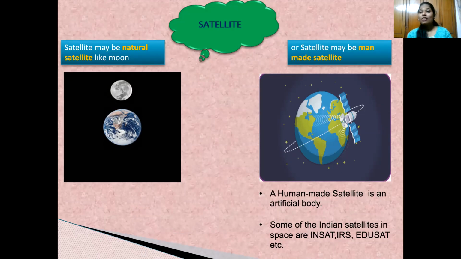So the satellite we are making artificially is basically a man-made satellite. So there are two types of satellite: natural, that is the moon, and the other satellites which humans are making, that is the man-made satellite. Like for our education, we have an education satellite, that is EduSat. So for different purposes, like for information and communication, we have different satellites. There are a number of satellites revolving around the Earth.